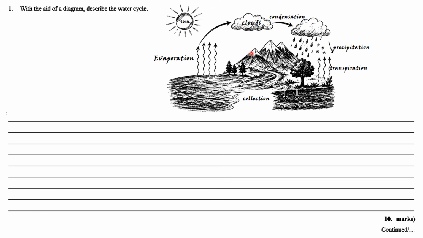Remember that the diagram, when fully drawn without labels, is 1 mark. Before we label it, we already have 1 mark. And the labels, any 3 labels, is also 1 mark. So altogether, the whole diagram is 2 marks. That means whatever we have to say down here is going to be for 8 marks.